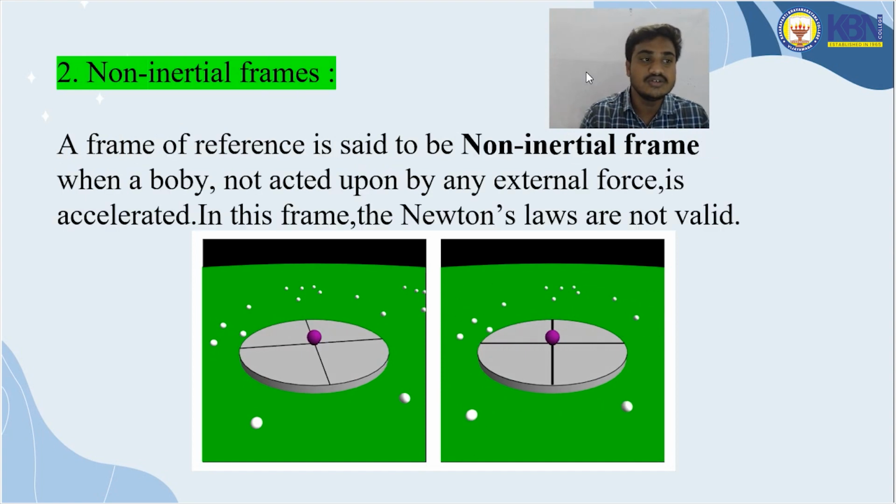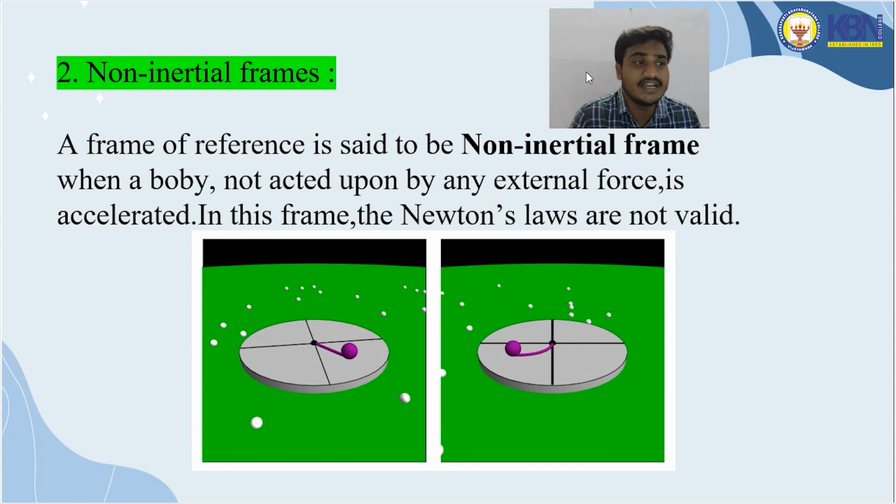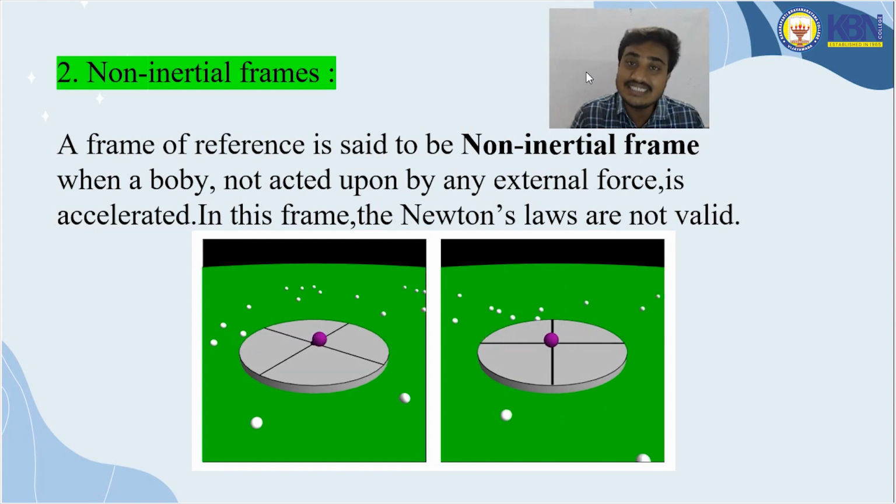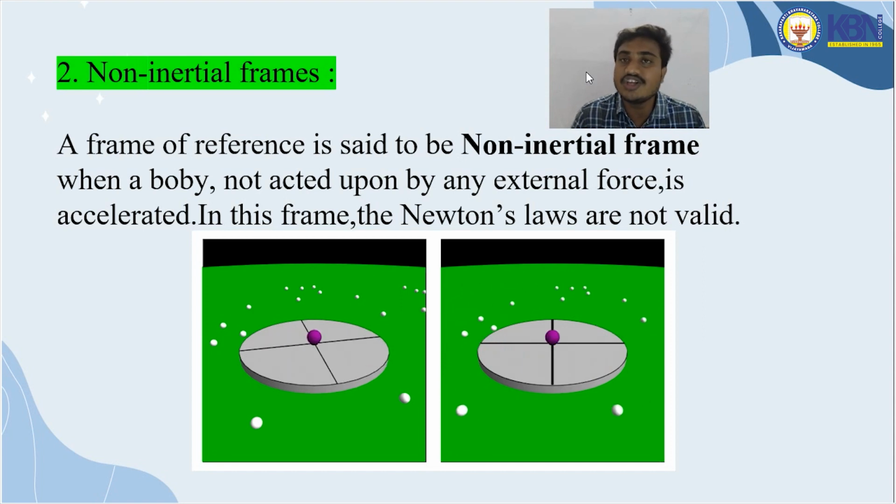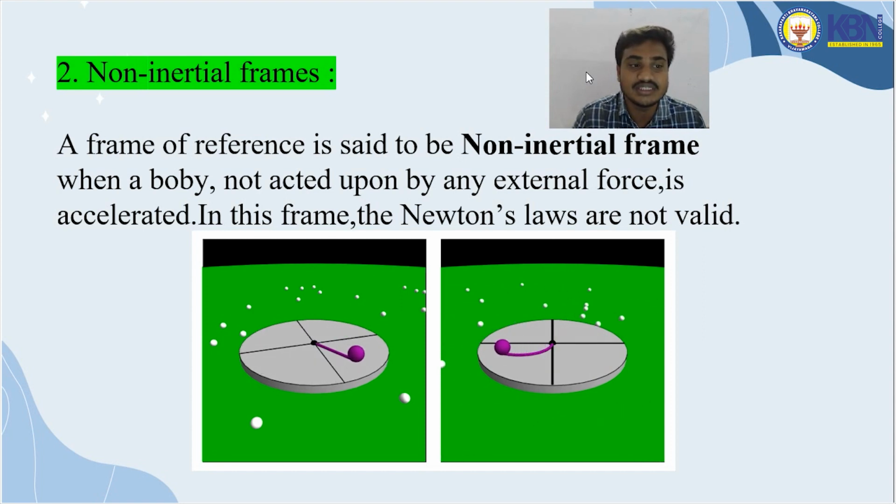Now coming to the non-inertial frames. A frame of reference is said to be non-inertial when a body not acted upon by any external force is accelerated. These are also called accelerated frames. In this frame Newton's laws are not valid. In inertial frames Newton's laws are valid; in non-inertial frames they are not. Below you can see what an inertial frame and a non-inertial frame are.